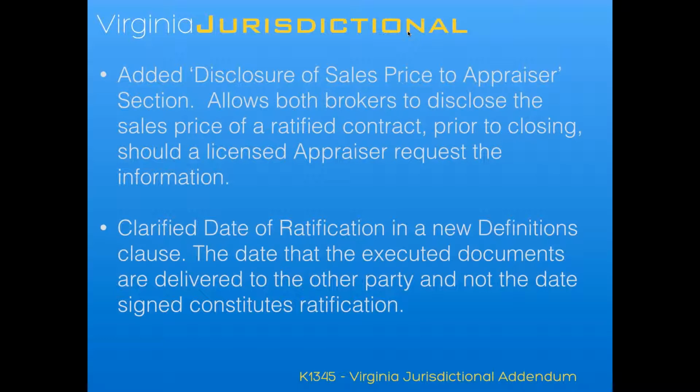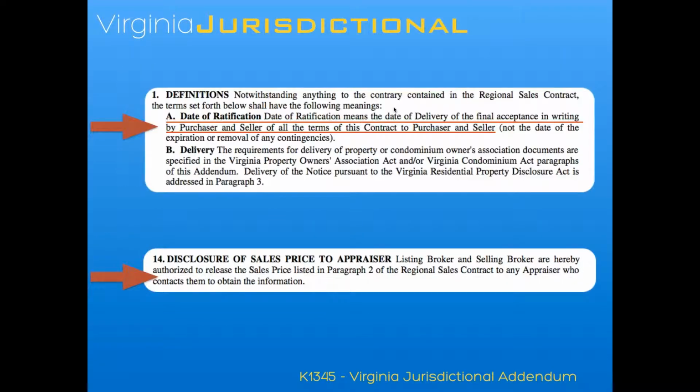So the state form, the jurisdictional addendums married up to that form, we've added a line that says disclosure of sales price to appraiser, which allows brokers to disclose the sales price of a ratified contract, even if it hasn't closed, but only to a licensed appraiser. Now, let me be real clear in this, and let me actually go to the language. So I'll go there and then come back. So look at the second white block you see, the disclosure of sales price to appraiser, paragraph 14. This is a new thing.